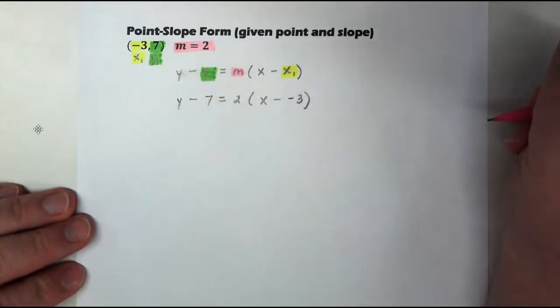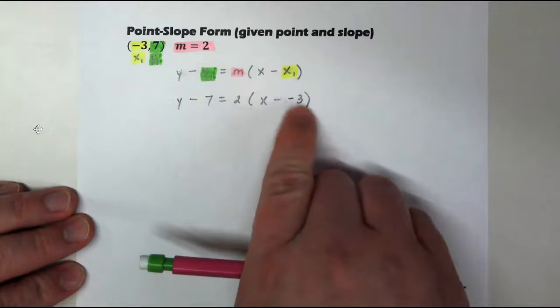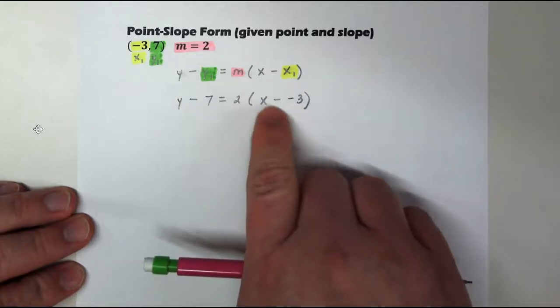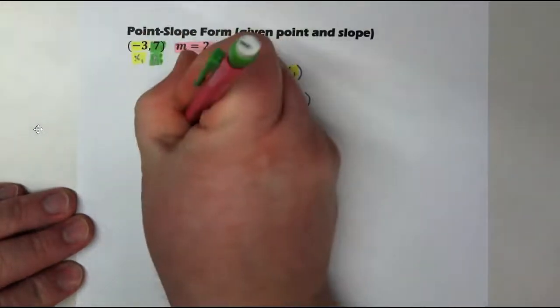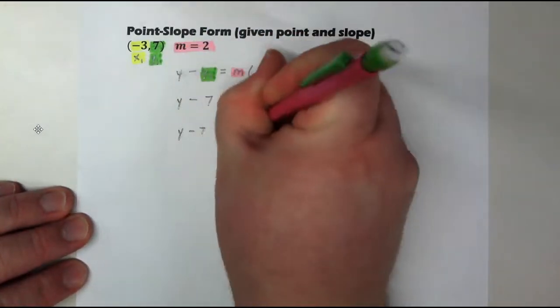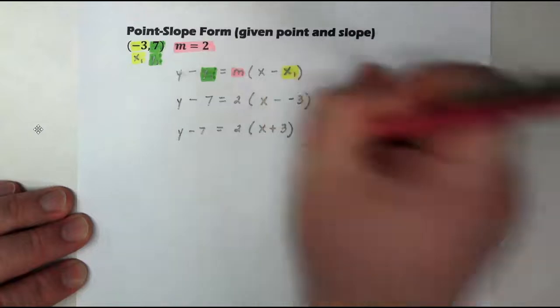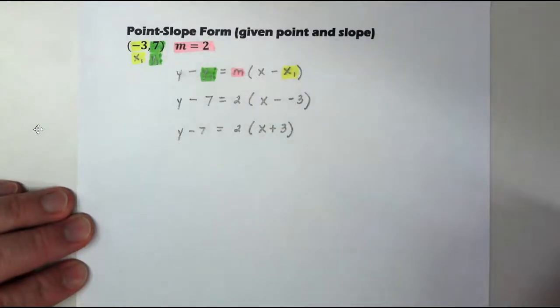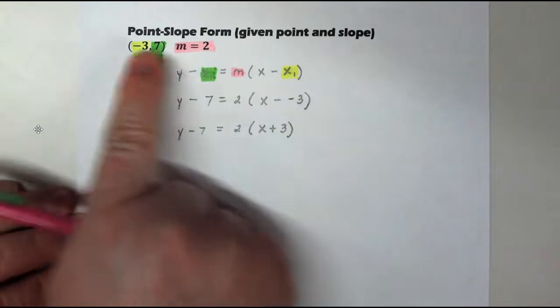Now we could clean this up a little bit by changing the parentheses, x minus negative 3, to x plus 3, because we have that double negative in there. So this really becomes y minus 7 equals 2 times the quantity of x plus 3. And that is our official point-slope form that passes through this point and has that slope.